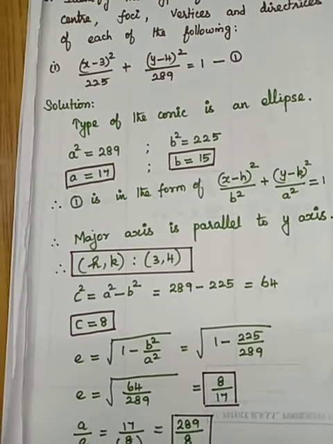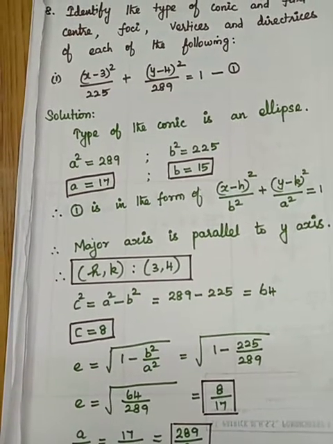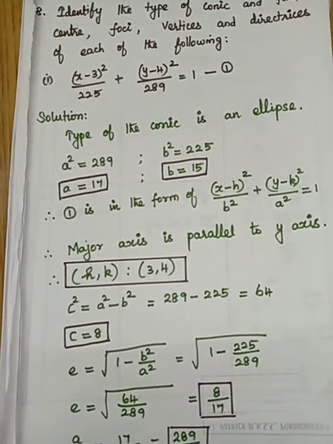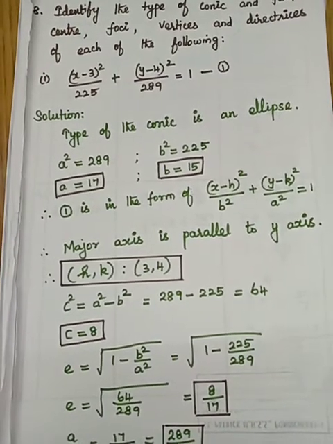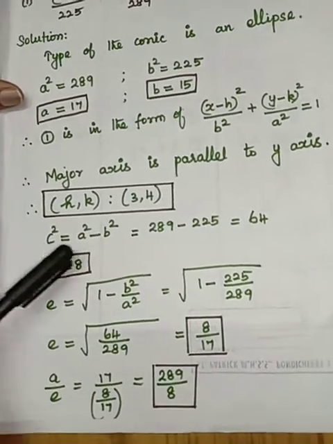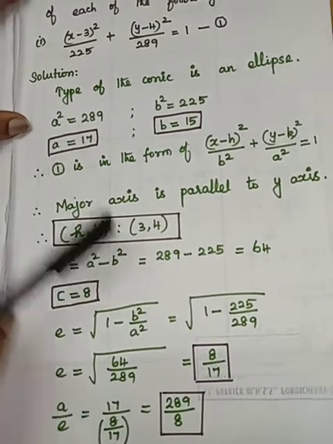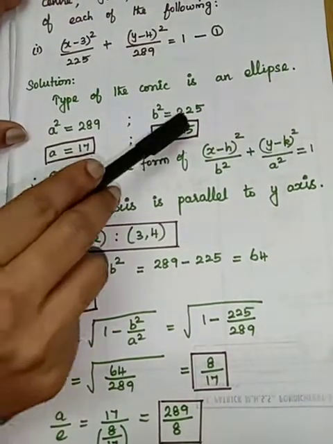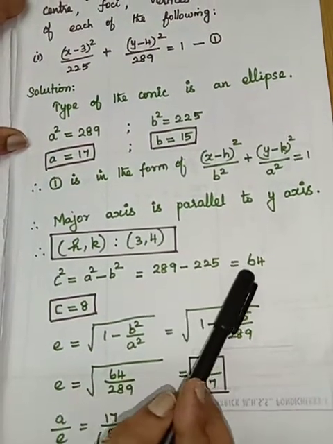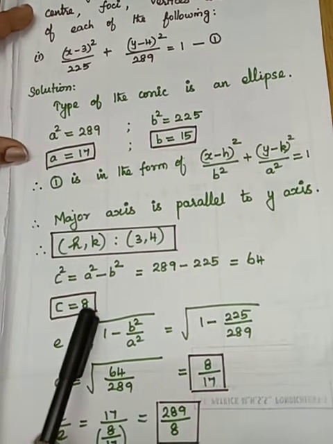Directrix equation, x is equal to a by e or x is equal to minus a by e. So here you need a by e. All those terms we are going to find. First I am going to find c squared using the formula a squared minus b squared. What is your a squared? 289. What is your b squared? 225. While you are subtracting, your answer is 64. c squared is equal to 64 means c is equal to 8.